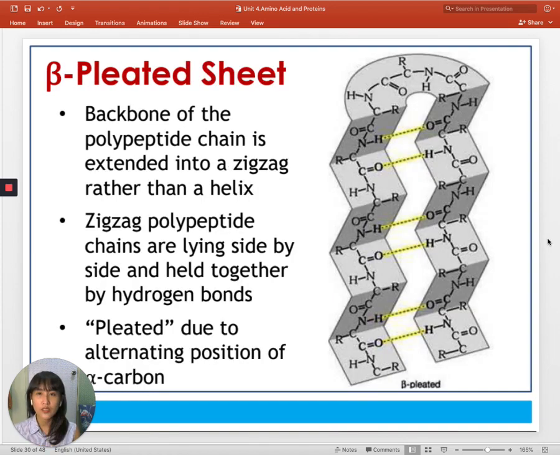The next one is the beta pleated sheet. So the backbone of the polypeptide chain is extended into a zigzag rather than a helix. The zigzag polypeptide chains are lying side by side and held together by hydrogen bonds. So these yellow lines here are the hydrogen bonds. So this is a zigzag structure. Pleated due to alternating position of the alpha carbon. So there is an alternate position of the alpha carbon.